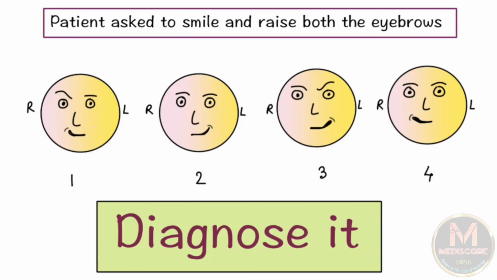Now before we start Bell's palsy, just pause the video and try answering these four questions: which side of the face is affected, and what kind of lesion is it? Is it a right upper motor, right lower motor, left upper motor or left lower motor facial nerve palsy? So let's get started and we'll be back in a few minutes.